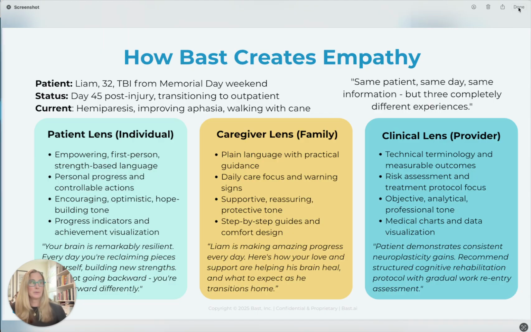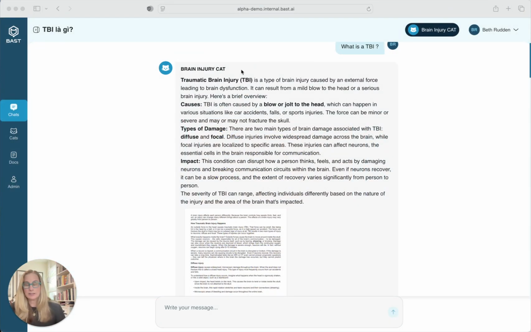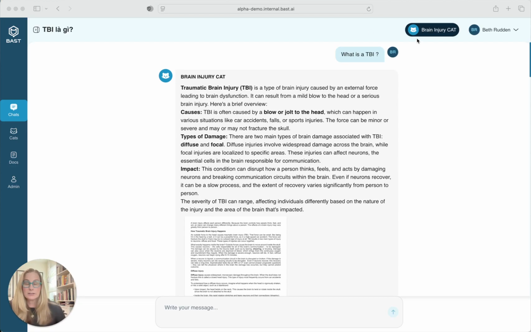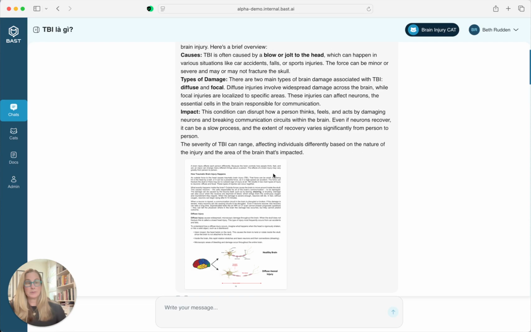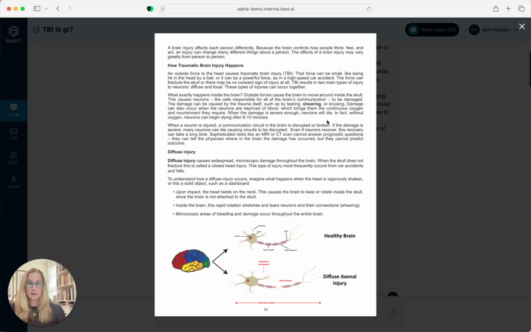So for this demo, I'm going to show you an interactive conversational AI that I have already put together. So if I ask, what is a TBI, or a traumatic brain injury? This is a traumatic brain injury, and this is the causes, these are the types of damage, and then it shows a picture of the page from the actual document that this comes from.